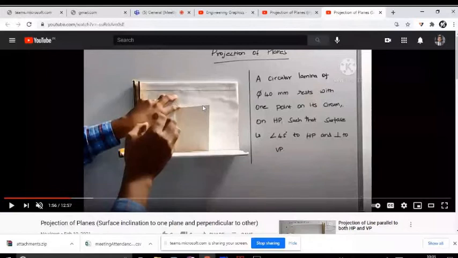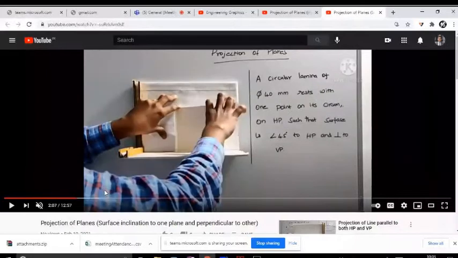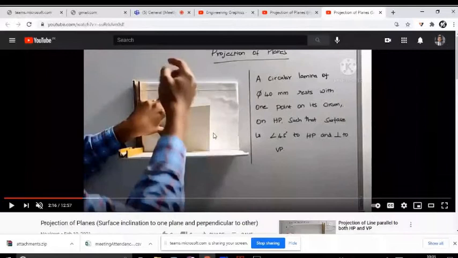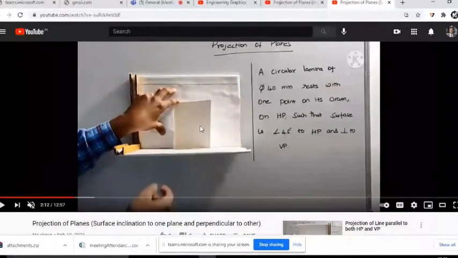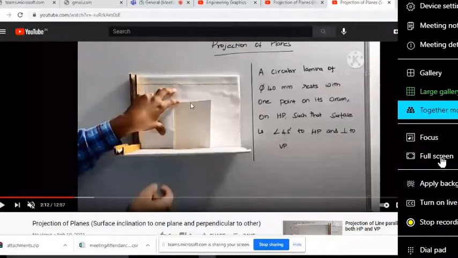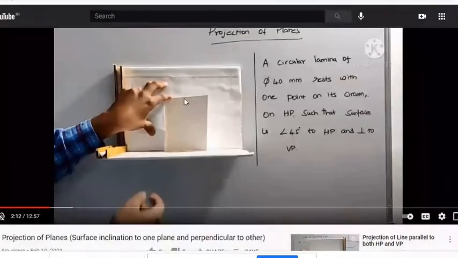Maybe it is not clearly visible. Now look at this. I have tilted the plane. The plane is not exactly parallel to the vertical plane. It is at some inclination. So that means the surface of the lamina is inclined at some degree to the vertical plane. Is it clear? What is a surface?